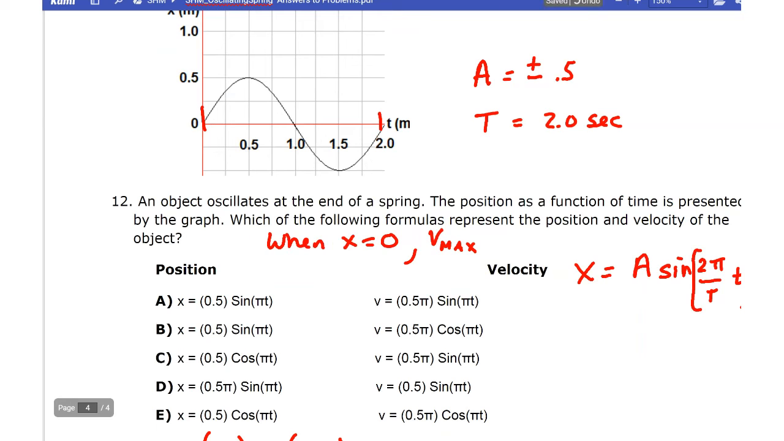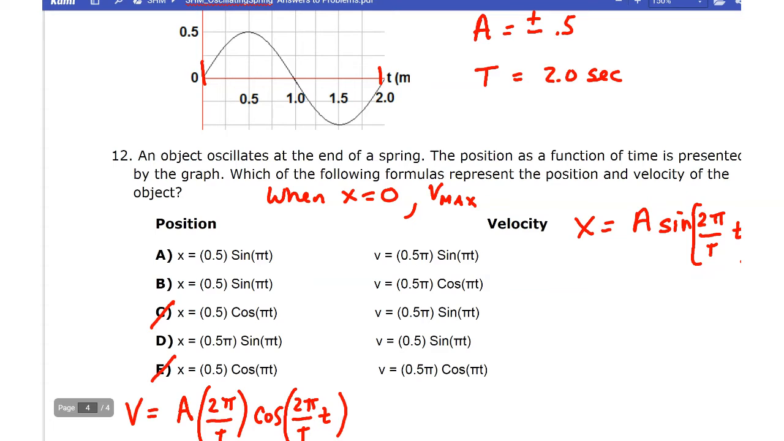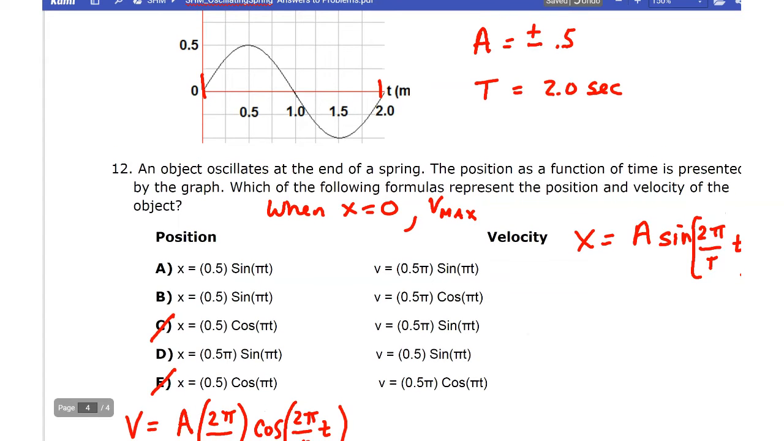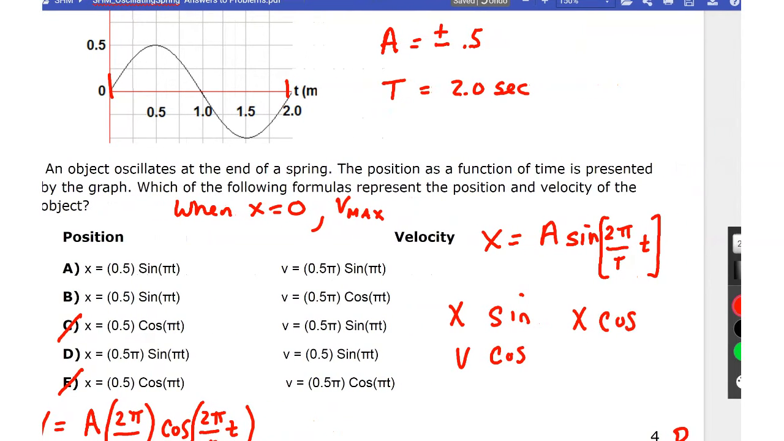Well, this one's an interesting one. All right, what is this? It is obviously a sine. The x position is given by a sine function because it starts at 0. So let's cross this out, and we'll cross this out. Now, here's the deal. This is something you should always know. If the x is given by the sine function, the velocity is given by the cosine function. If your x is described by a cosine function, your velocity is by a sine.